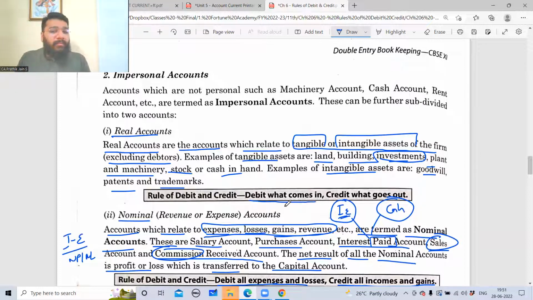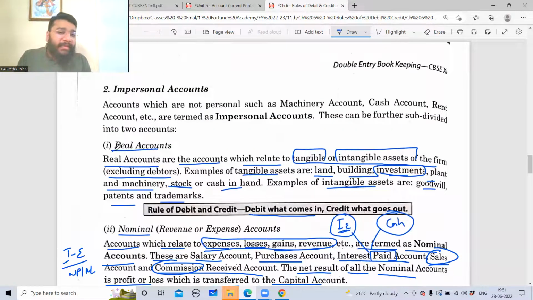So here, what is the rule that you will follow? Debit what comes in. If you're coming in, debit yourself. Credit what goes out. If you're going out, credit yourself. Am I clear with what I'm telling? Okay. Now, guys, both these real and nominal accounts are coming under the category impersonal account.